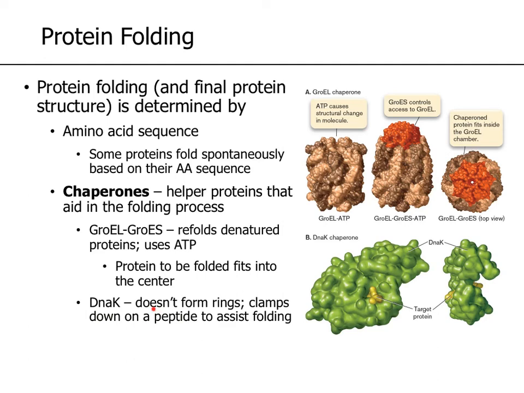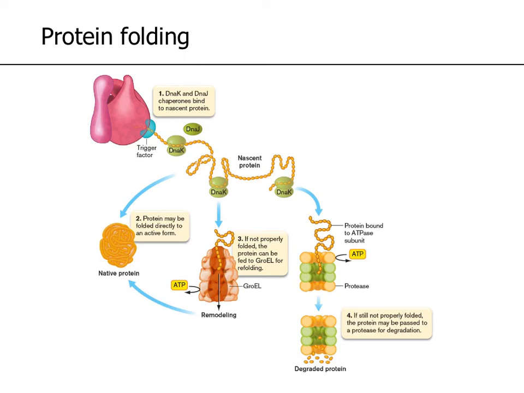The DnaK, this one doesn't actually form a ring. In this case, the two different parts will clamp onto it and bind there. And that, again, will assist with peptide folding. So this is just an overview of what this looks like.